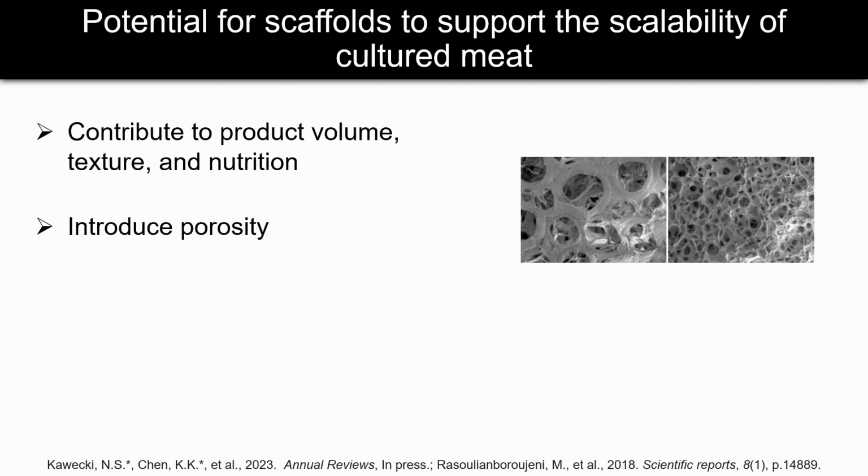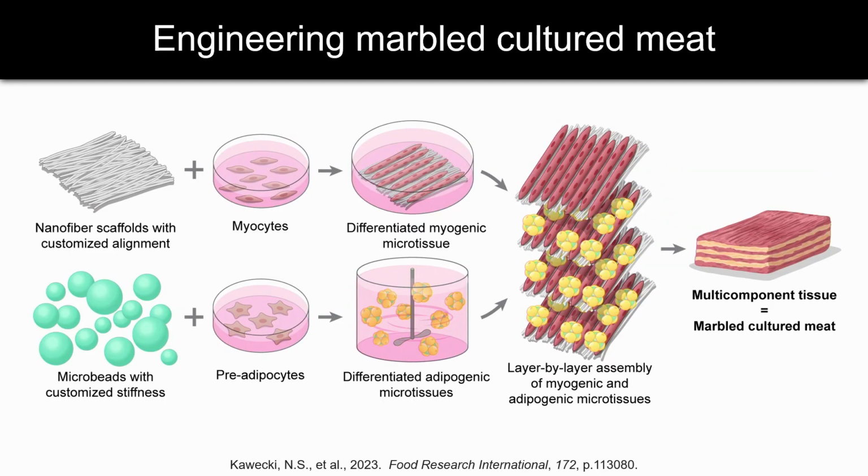We can also introduce porosity using scaffolds, which can increase the diffusion of oxygen and important nutrients into the innermost sections of our tissues, allowing us to engineer thicker pieces of meat. And scaffolds can provide structure for organized tissue. This is especially important when we're trying to make complex tissue like a marbled cultured steak.